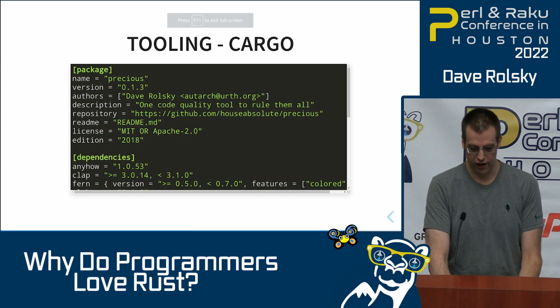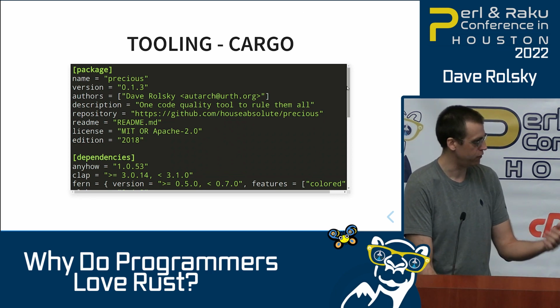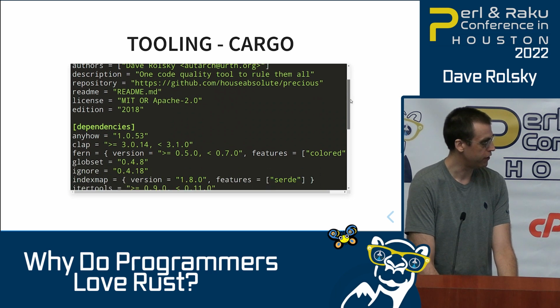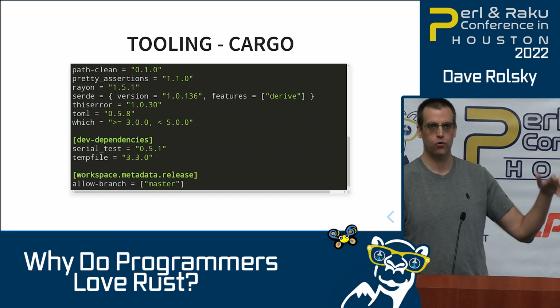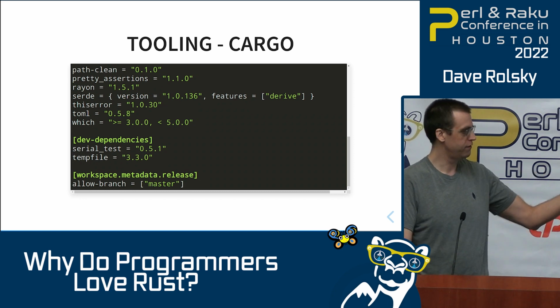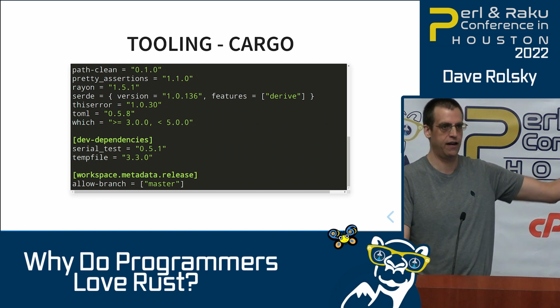Cargo has this Cargo.toml file. Every crate has one. And this is the example from Precious. You declare some metadata. You put all your dependencies in it, including dev dependencies. And then other tools work with Cargo. I'm using a tool called Cargo Publish, and you can put configuration for that in there, and then it can read it.